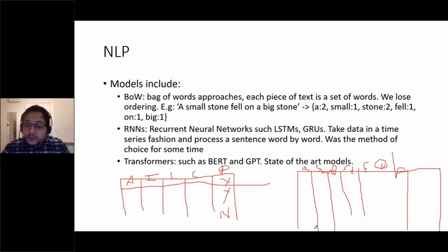But as I said, we are losing the order. We are just saying this text has 2 A's, 1 small, 2 stones, 1 fell, 1 on, 1 big. We don't have the order anymore. So there is something that is missed in this information. Traditional approaches do that. Deep learning approaches generally don't lose the order. They keep the order in the algorithm or in the data, and start to do something taking the order into account.